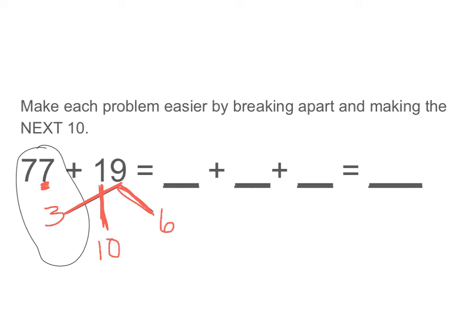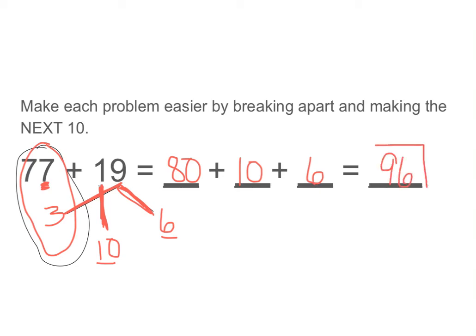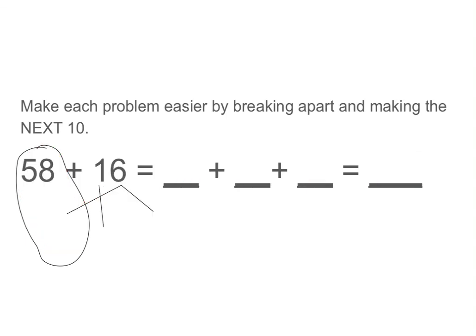You always want to make sure you're calling a number what it is. It is a 10, not a 1. 77 plus 3 equals 80. Plus that 10 is 90. Plus the 6 is 96. Great job. All right. Press pause on the video and try to solve this by yourself, and then push play when you're ready.